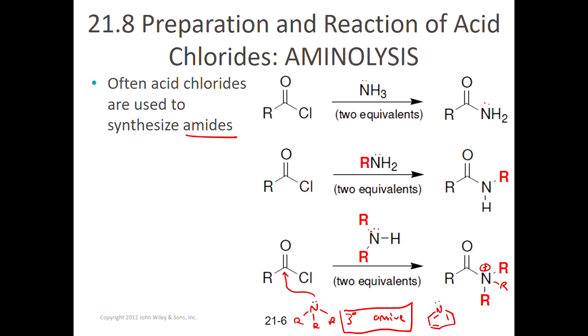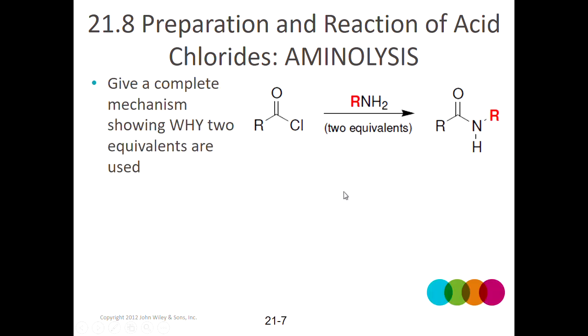So any one of these nitrogens could come in here, push electrons up, and go through the mechanism to produce this amide. So we need 2 equivalents, meaning for every 1 mole of acid chloride, we need 2 moles of the amine. And that's true in each of these cases. So let's take a look at the mechanism to explain why that is.